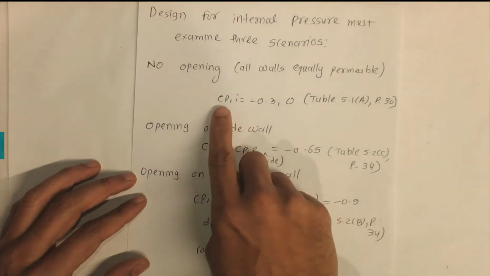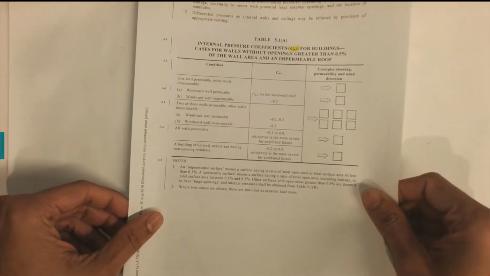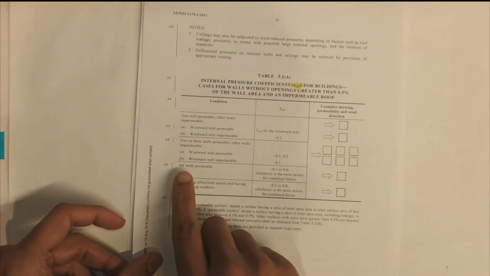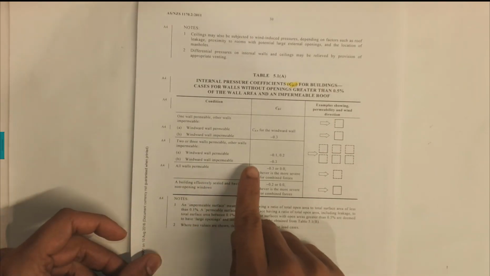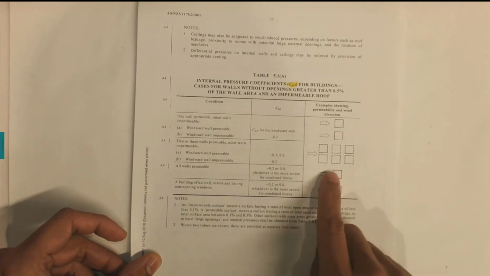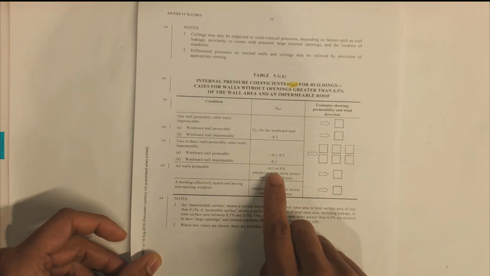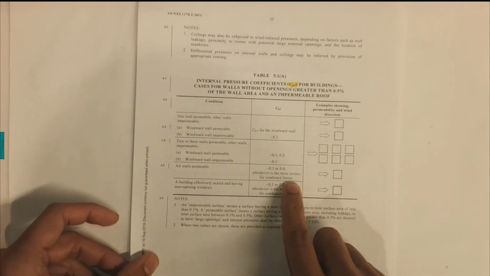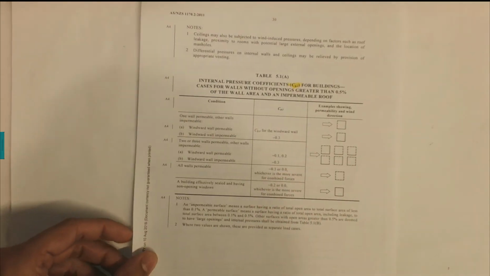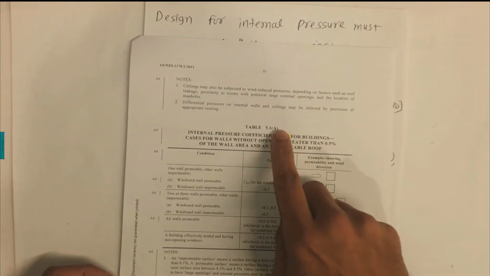So in that case we can calculate the CPI value from table 5.1a. All walls are permeable. We consider that walls are permeable, like the 0.1% permeability that we assumed in the last videos. So therefore we have a permeable building, 0.1% assumed. In that case we need to use minus 0.3 and 0.0, whichever is the more severe for combining the forces. So we need to choose the one which creates the worst effect. Therefore we have minus 0.30 coming from table 5.1a, because all walls are permeable.